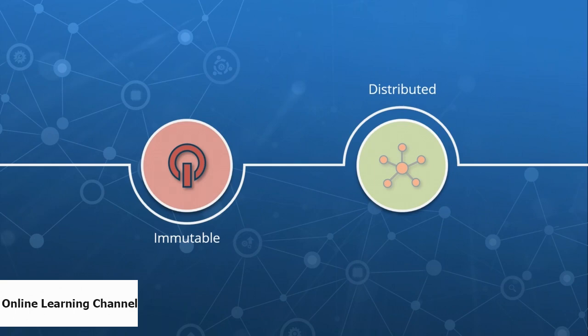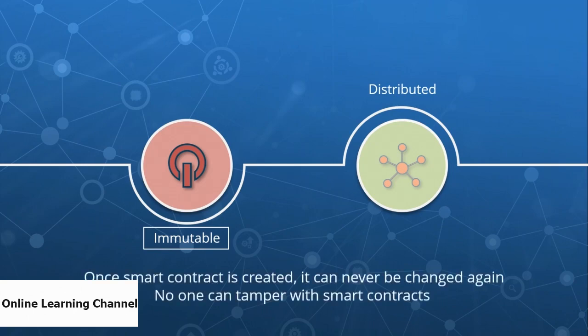Focusing now on the first of these properties. So, the immutability of smart contracts means that once a contract has been defined, it can never be changed again. This ensures that no one can tamper with smart contracts, and if you do need to make a modification to an existing smart contract, you can copy its code, make the changes, and then deploy it as a brand new contract. The original contract will remain exactly as it is.